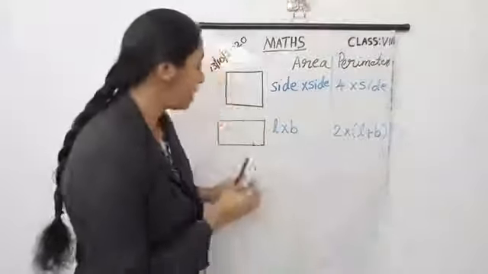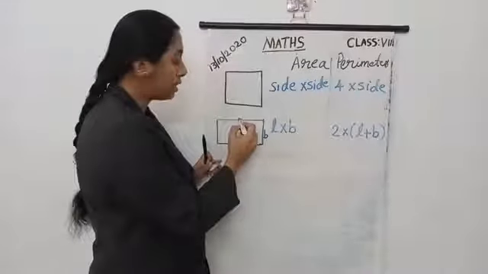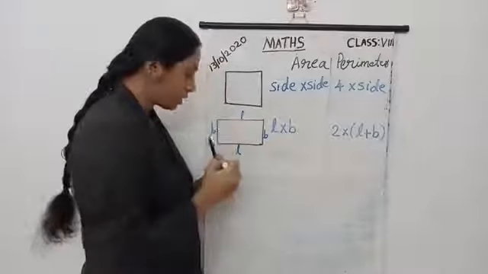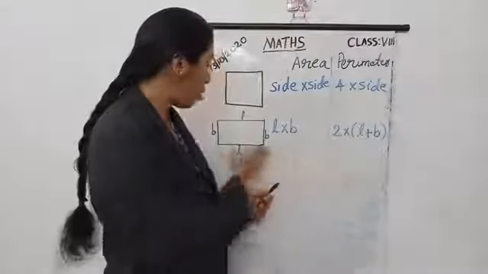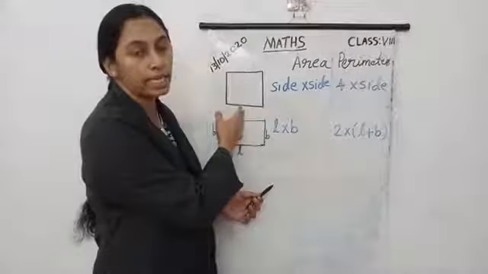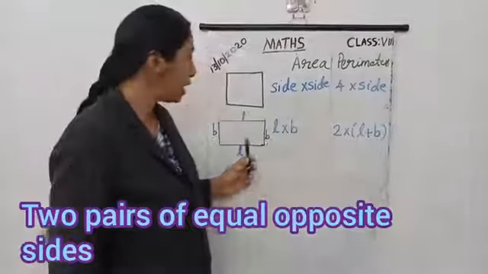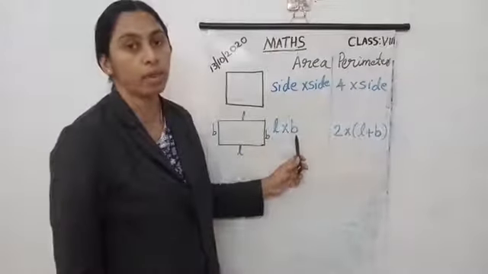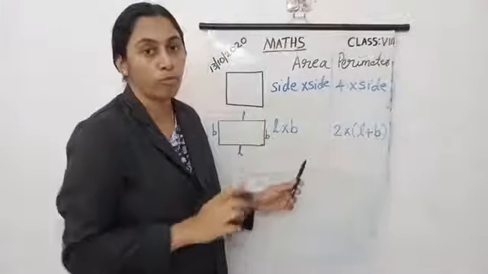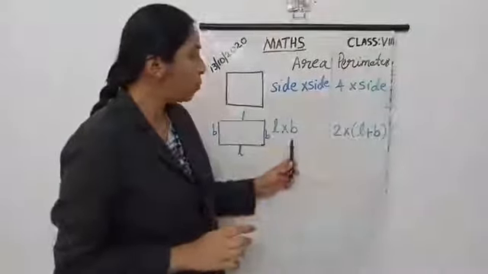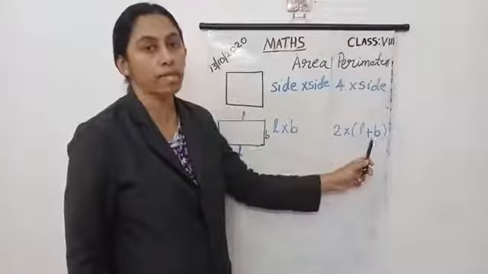Rectangle, this side is length and this side is breadth. Then this side length, this side breadth. So the speciality of a rectangle is two opposite sides are equal. Both the lengths are equal and the breadths are equal. So the area of the rectangle is equal to length into breadth. L is the short form for length and B is the short form for breadth. So this is L into B, and perimeter is equal to 2 into (L plus B).